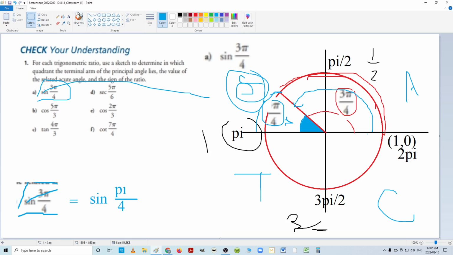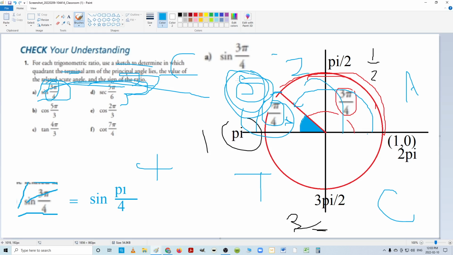Let's make sure, though, I'm answering all the questions. Okay, use a sketch to determine which quadrant. Just did it. Terminal arm, drew it. Principal angle, drew it. The value of the acute angle, we figured it out. And the sine, well, we know it's positive because when they say the value of the sine of the ratio, they're talking about this ratio, because acute angles are always positive, so they don't need the acute angle. They want to know the sine of these ratios. And we already determined, because we're dealing with sine, and it falls in quadrant 2, that sines are positive. CAST. Sines are always positive. So memorize CAST. Great, let's move on.